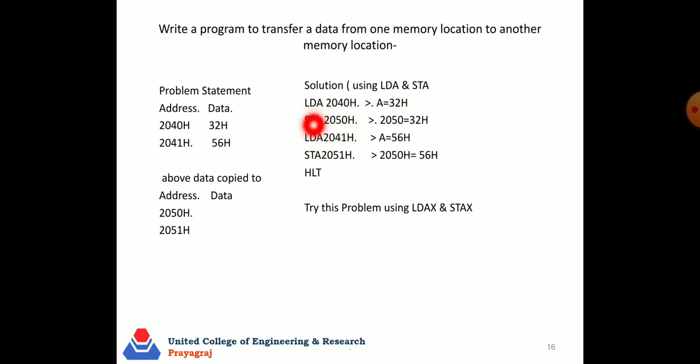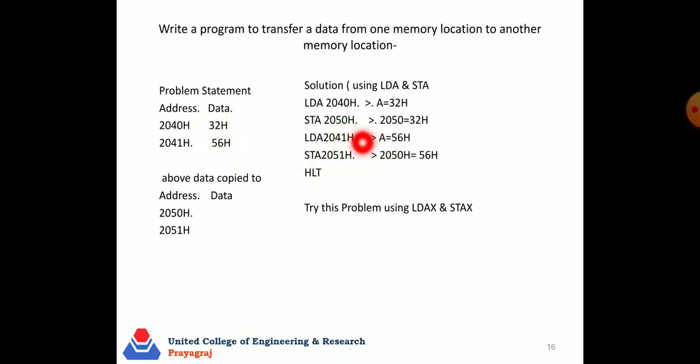So after execution of this instruction, meaning STA, that means store the data in the given location. After execution of this instruction, 2050 becomes 32H. Again, for the next memory location, we have to write LDA 2041H. Here the content of 2041H is 56H. So after execution of LDA 2041H, A is loaded with 56H, because 2041H has the memory content 56.